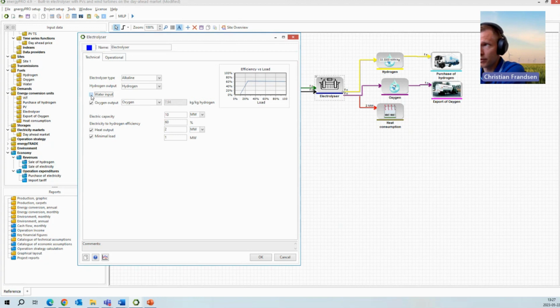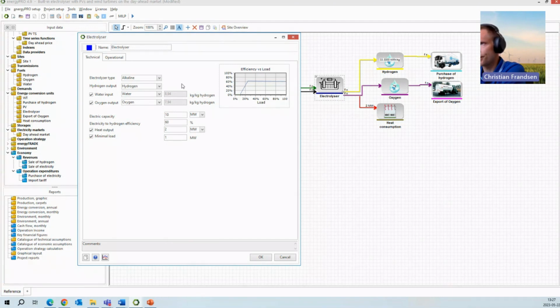You don't have to have a water input. That is optional. The same with the oxygen. You need to specify the electrical capacity, and then you need to specify at full load what is the electricity to hydrogen efficiency. Furthermore, what is the heat output at full load, and what is the minimum load? And here with minimum, it's meant minimum electrical consumption.